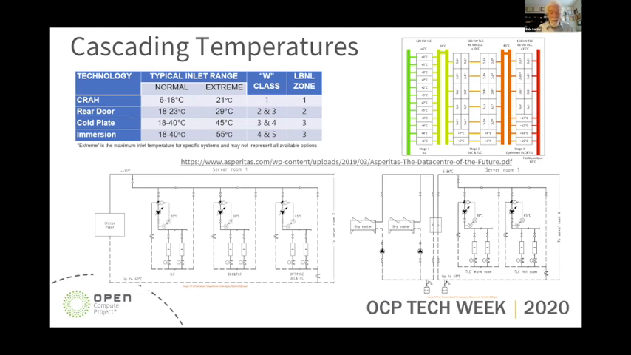In other words, the effluent from one class, or one zone, can become the input to another. And thanks to Rolf for providing some of these more detailed graphics of system designs where the temperature cascades in the data center from cool to hot, so that you significantly increase your delta T. It reduces pumping horsepower and it increases the efficiency of the cooling plant.